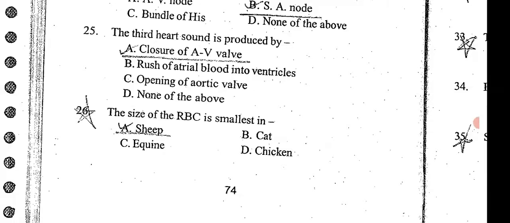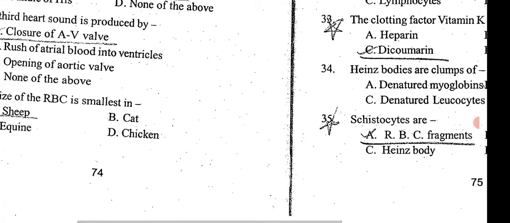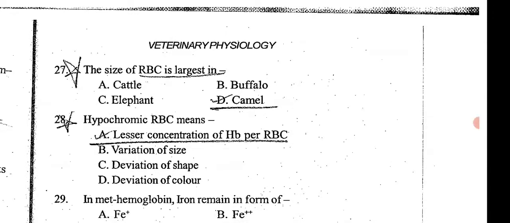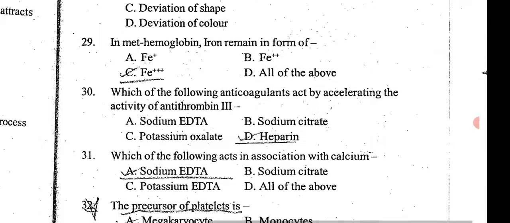The smallest size of red blood cell is in sheep, and the cat may have physiologically normal red blood cells with remnants of nucleus, and camel has the largest sized red blood cell. The shape of camel red blood cell is also different from other cells. I think the shape of camel red blood cell is biconvex, but I am not sure. Hypochromic red blood cell means red blood cell with less chrome or less hemoglobin. Methemoglobin means iron plus 3.